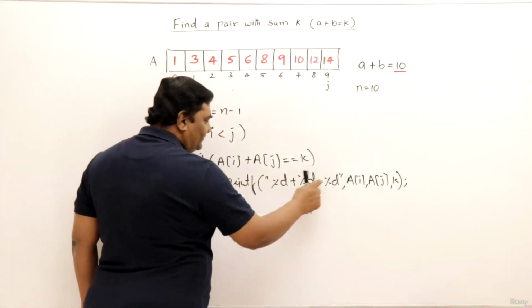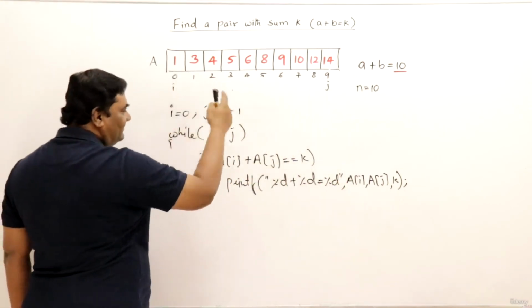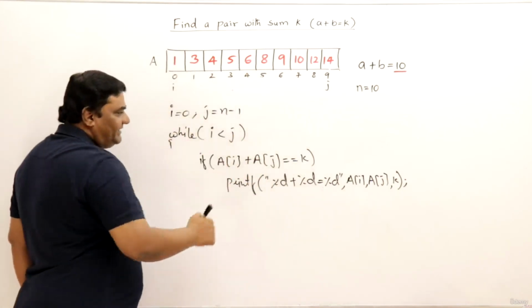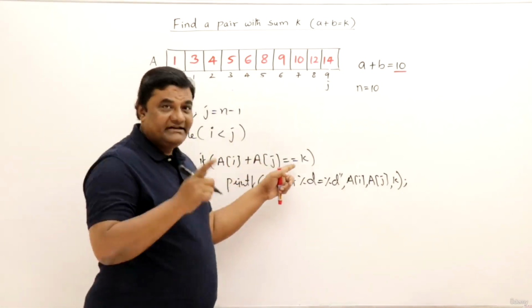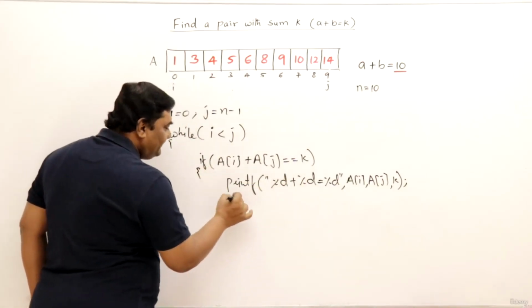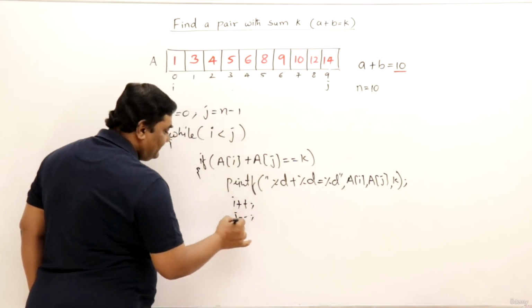So I'll print three values, that is the first number, the second number, and the total. Suppose the total is 10, then the first number is 1 and the second number is 9, so 1 and 9 will be printed. So if it is equal, this is the first case. And when they are equal, I should increment i as well as decrement j, right?